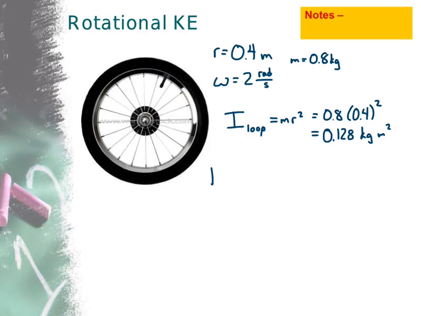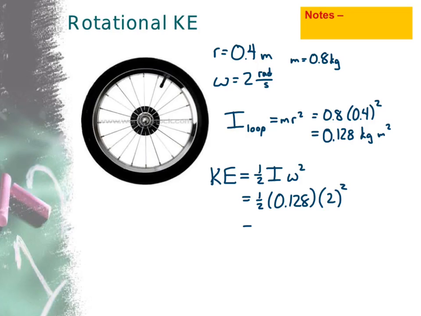Now that we know the moment of inertia, let's go ahead and plug that into our rotational kinetic energy formula, 1/2 I omega squared. So 1/2 times I, which we just found out, 0.128, times omega squared, which is 2 squared, and it turns out when you punch all this into your calculator, you get 0.256 joules. All right. So that's how you calculate the rotational kinetic energy of a tire or any other object that has a moment of inertia.